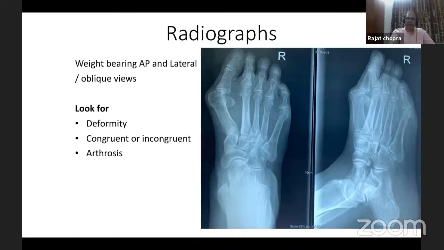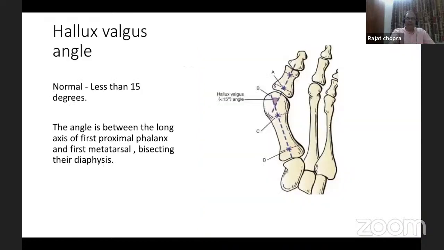So let's talk about the deformity first. The angles that we look at, you can calculate on a standing weight-bearing AP view. The first angle that we usually calculate is the hallux valgus angle. It's basically the line bisecting the first metatarsal and the phalanx. It is usually less than 15 degrees, which is considered normal.